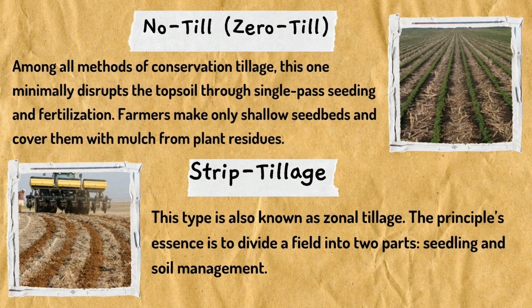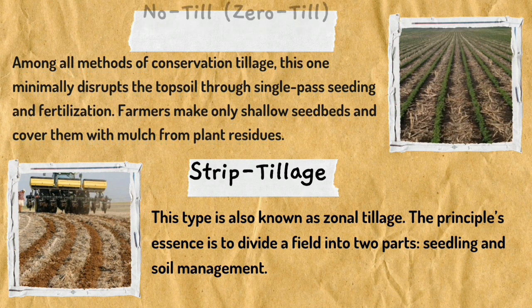The principle is to divide the field into two parts, seedling and soil management. The first is processed mechanically to optimize the ground and microclimate. You shouldn't process the second one, just treat it with cover crops for conservation tillage systems. Additionally, rows can be made for better water penetration.